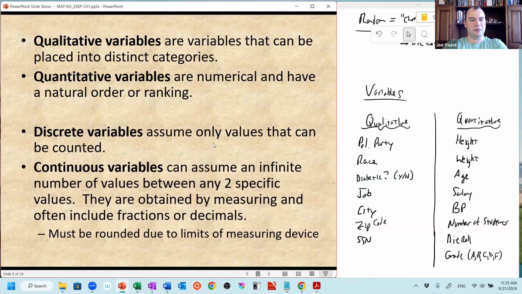Okay, so next we're going to talk about discrete versus continuous. Give me 1 second here.